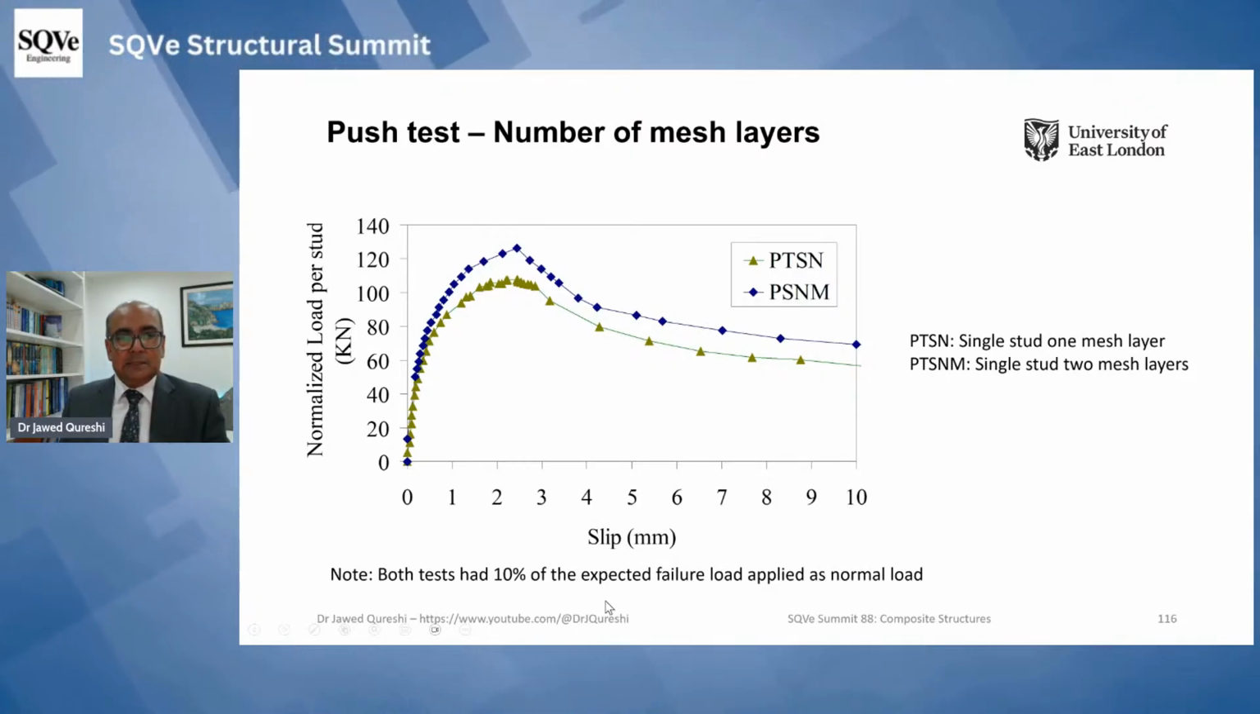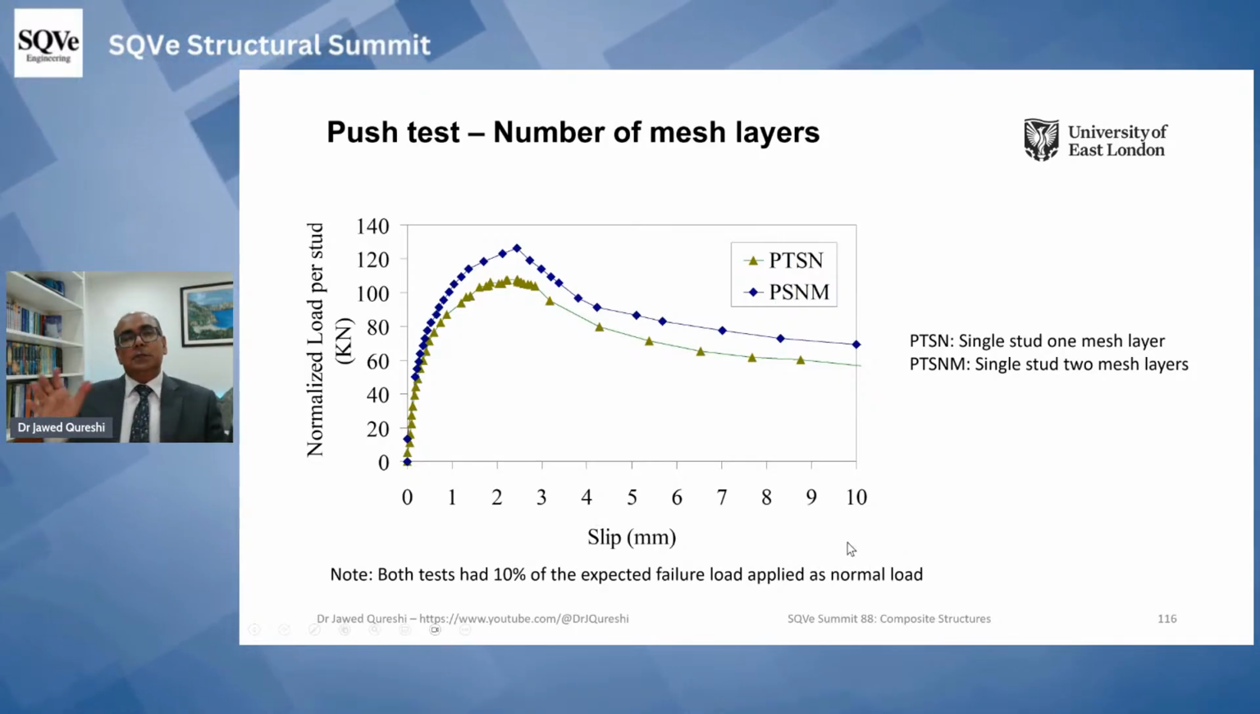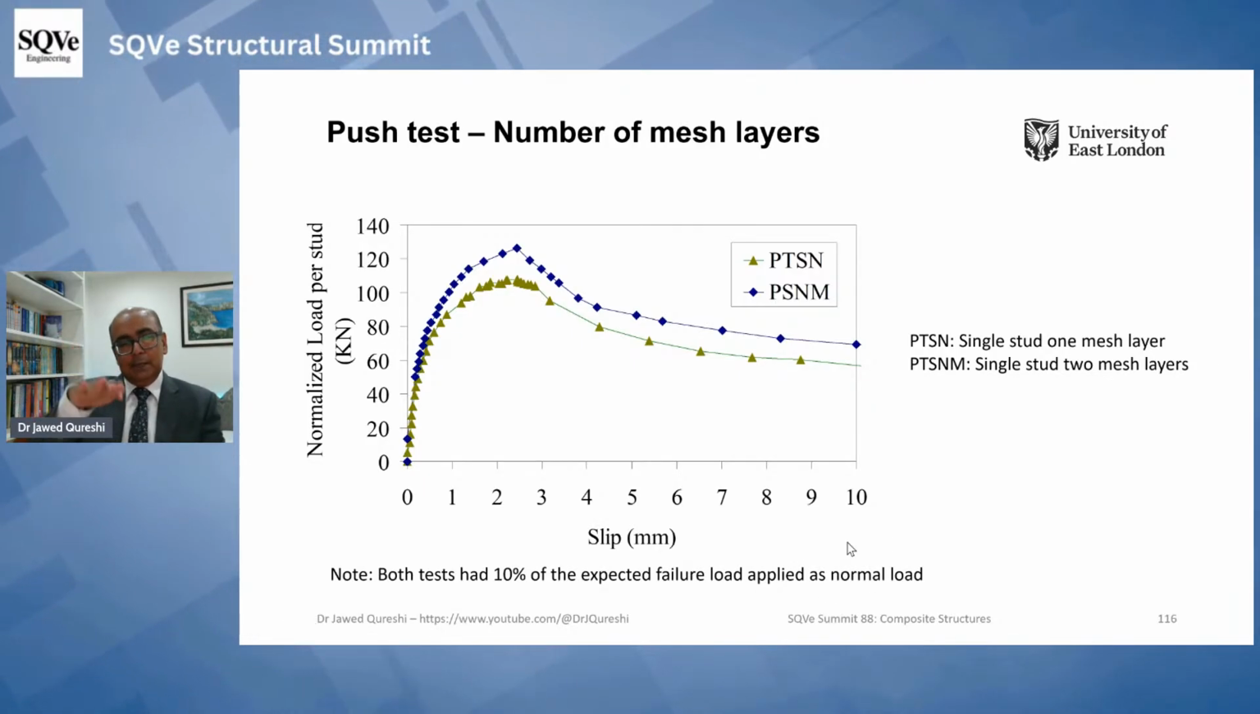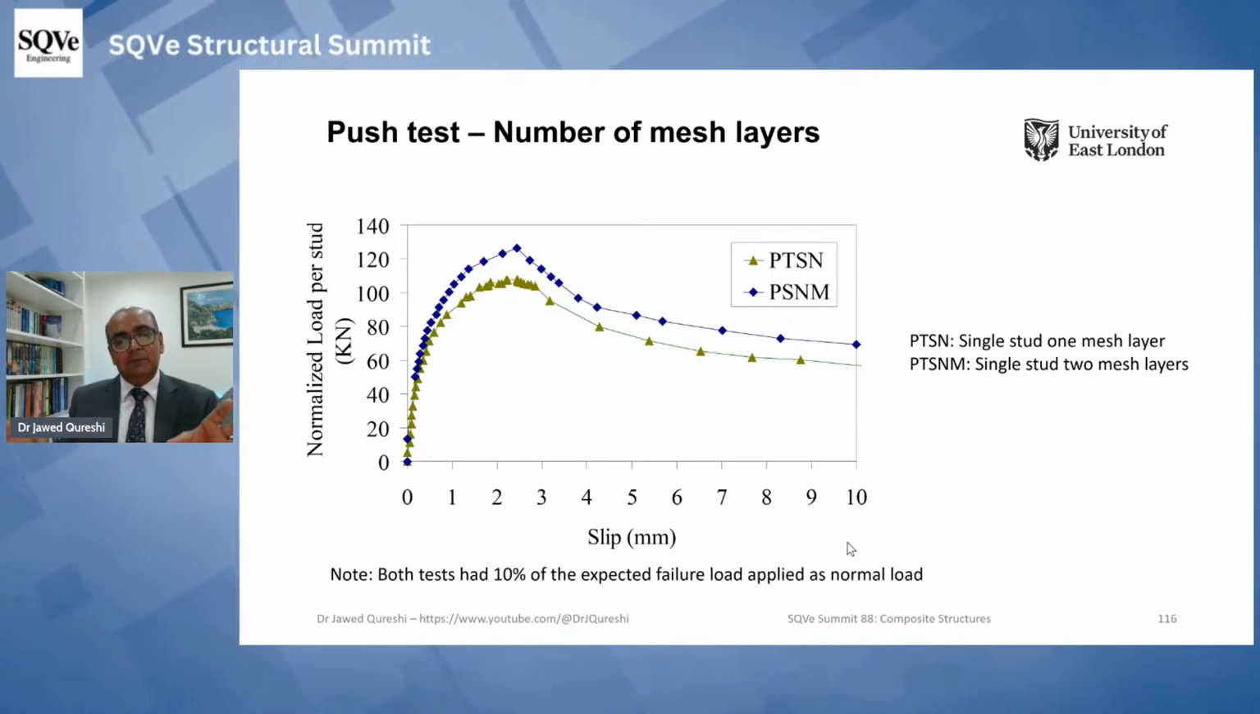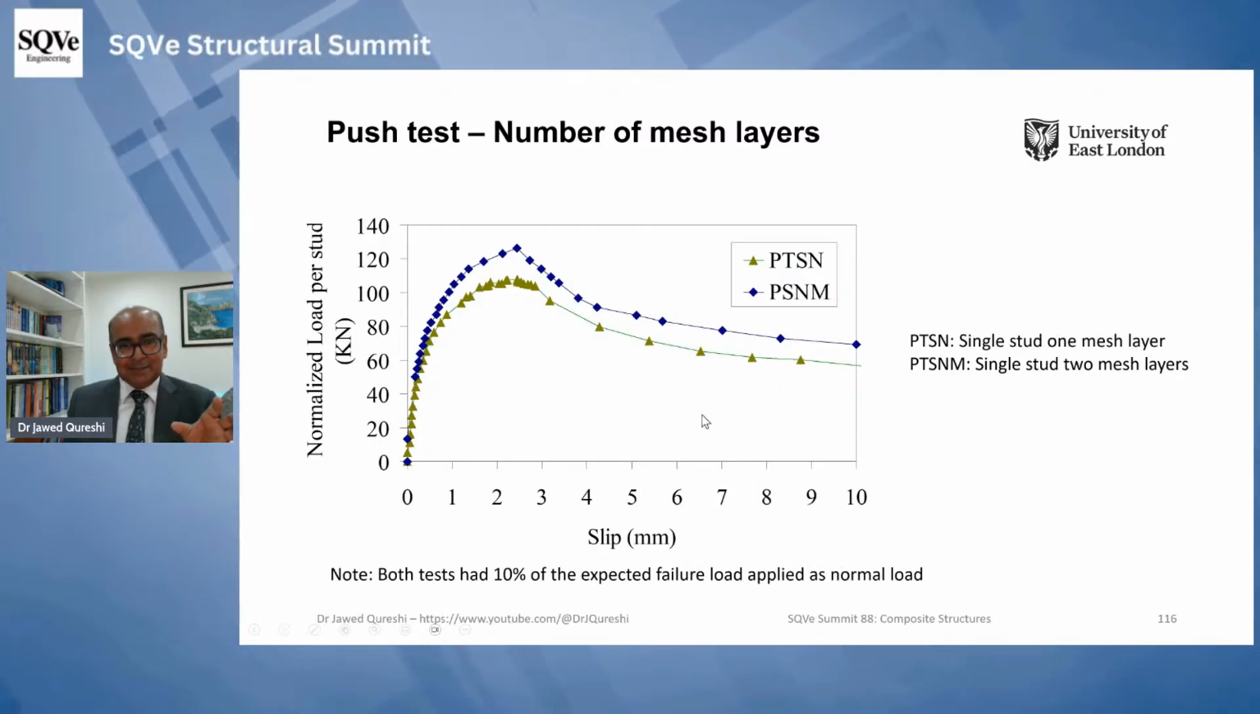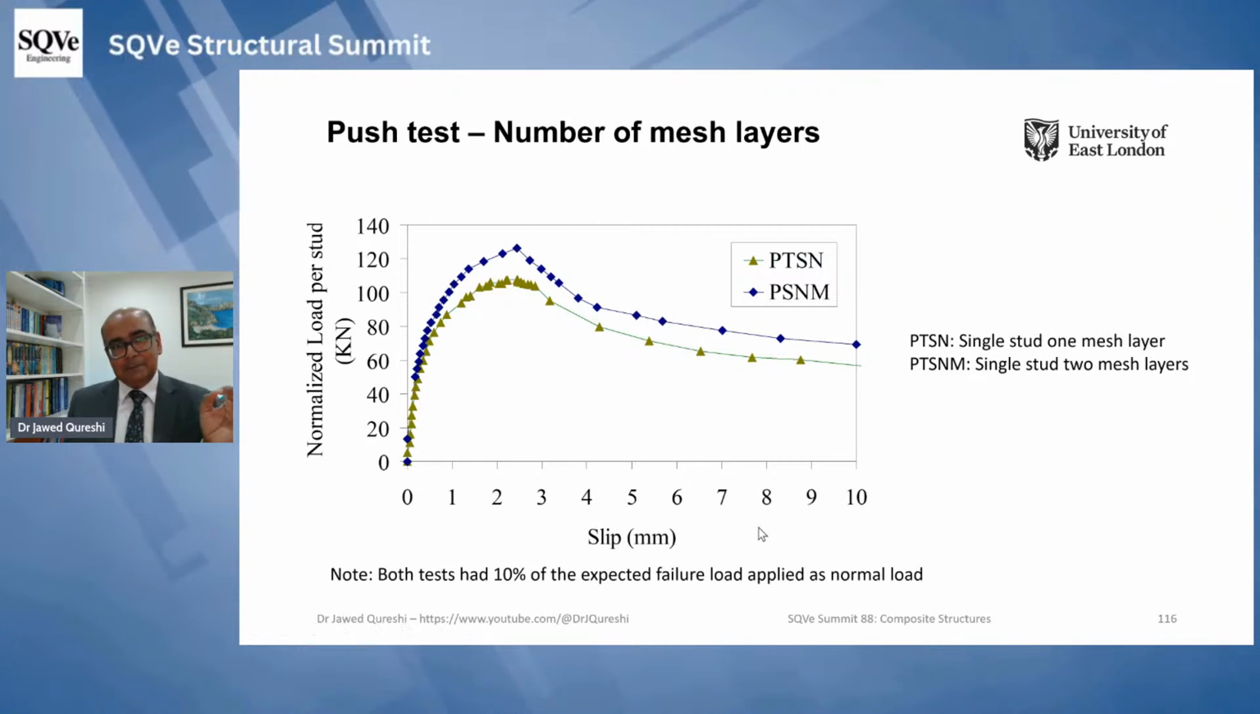But in this testing, we applied 10% of the expected failure load as normal load as well. So not only did we apply horizontal load, but we applied load at the top to mimic real life beam failure. But again, we were not able to get this 6 millimeter. The idea was that for ductile failure, we wanted to get 6 millimeter slip, but it did not happen.